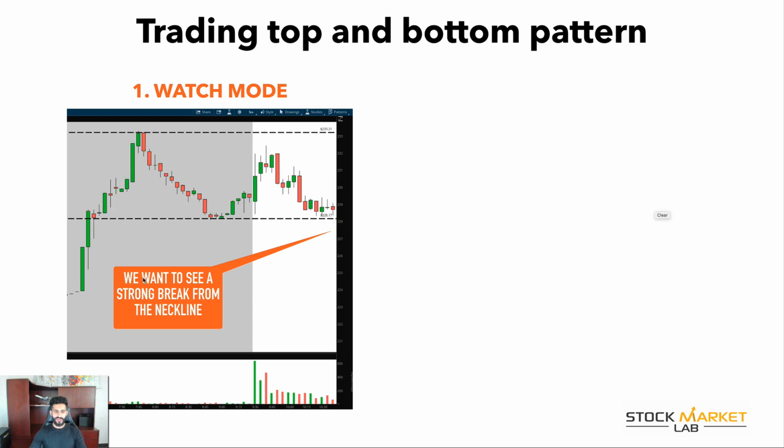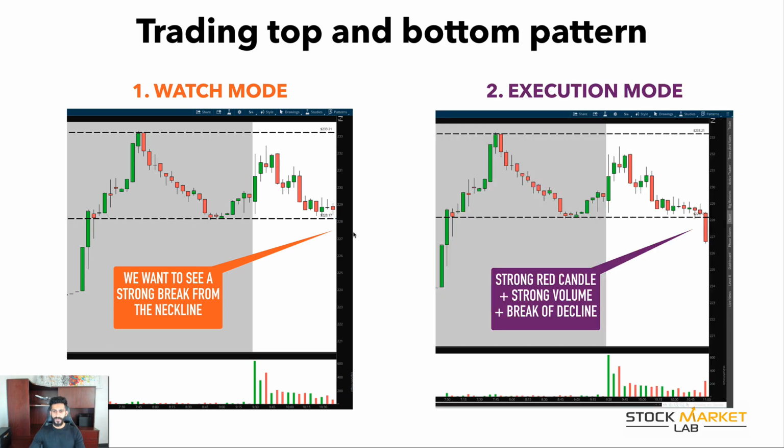So as traders, we want to see a strong break from the neckline. This is the neckline. So we are not looking to take on a trade until we see a strong move down. Until we see a strong move down here, that's where we would take the trade. So right now we are in watch mode. We are not taking a trade, but we are ready to take a trade if the stock does what we want it to do.